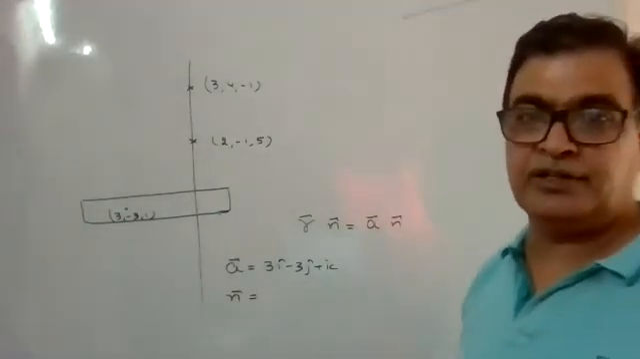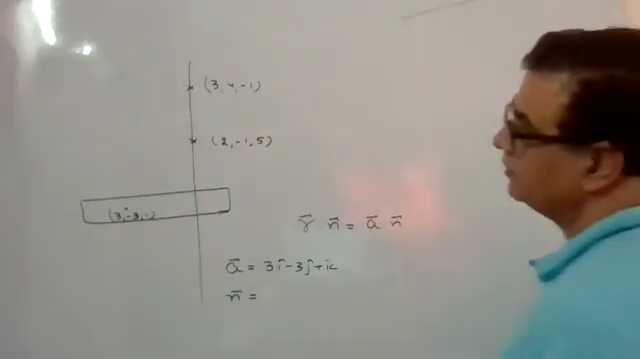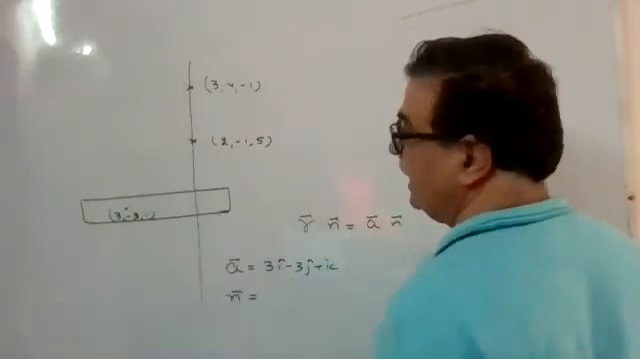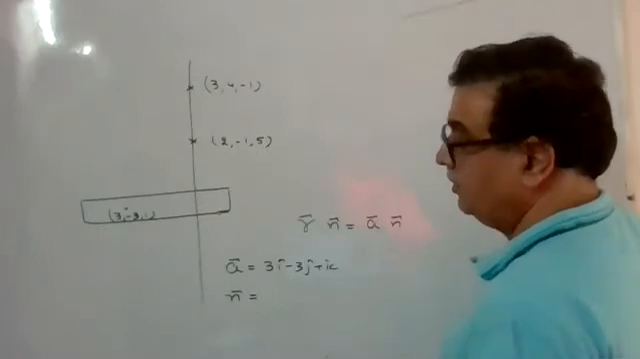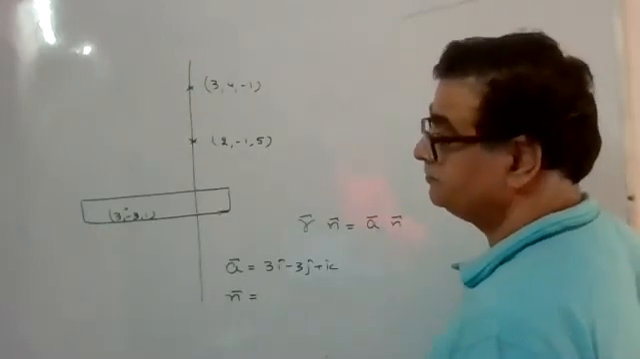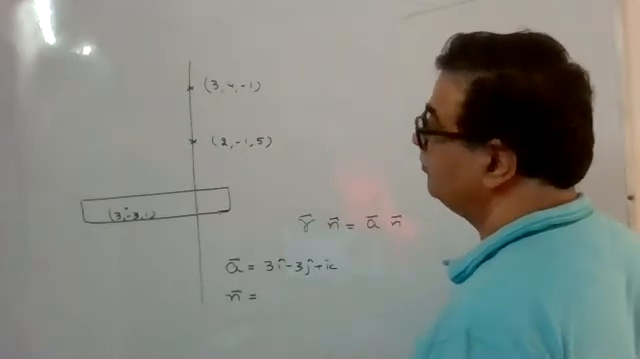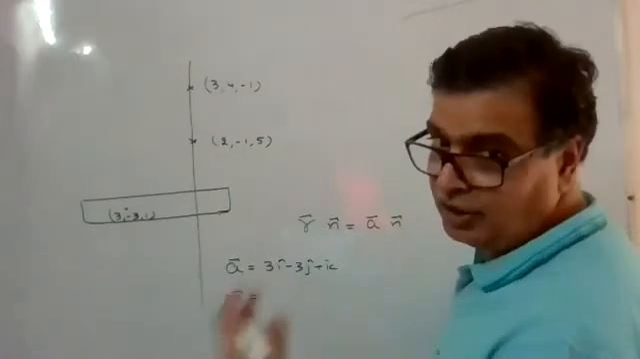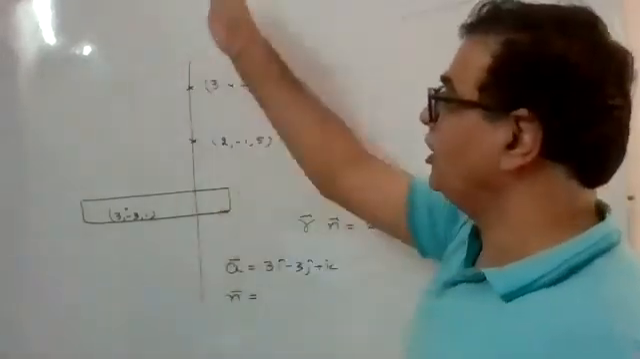What is the normal vector? Can we take either of those two points? Normal means the vector you need. 3i plus 4j minus 2k is a point on this line. I want the normal to it.